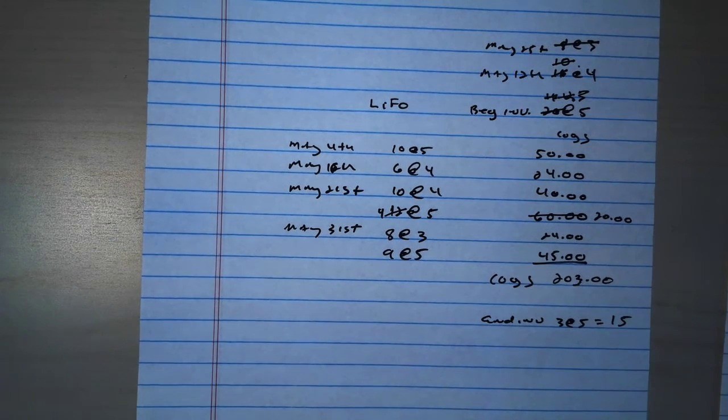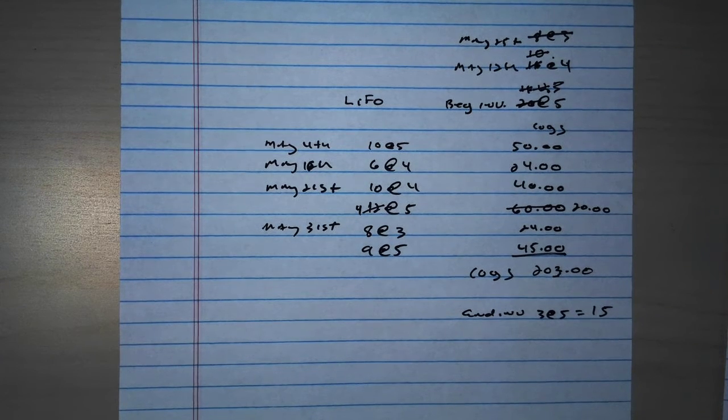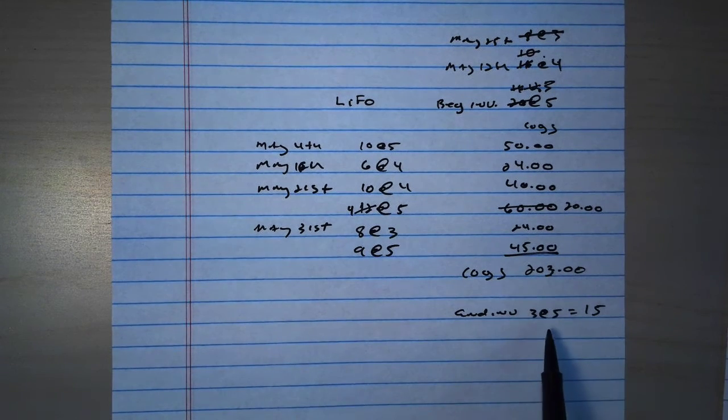So you can see cost of goods sold under LIFO is usually more than FIFO because you're using the last inventory first, which is usually the more expensive. But in this particular problem, the prices were depreciating as time went on. Again, it can happen, but it's not usually the case. So that's a LIFO problem there. Cost of goods sold should equal $203, and ending inventory is 3 units at $5 left, worth $15.